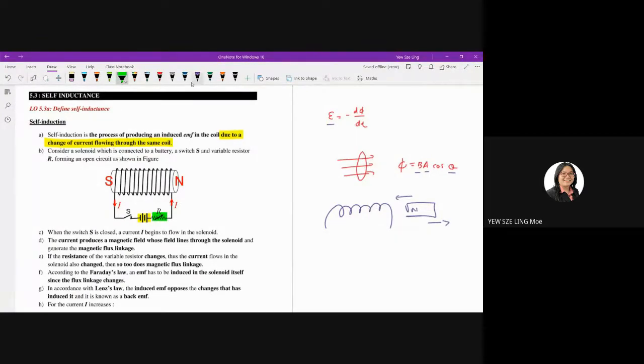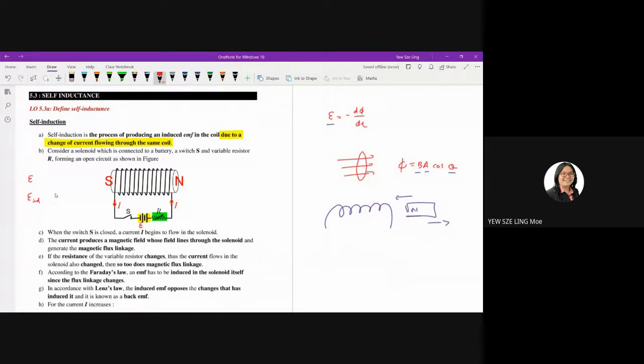Now consider a solenoid connected in series to a battery. This is our normal EMF, the EMF coming from a battery. That is not induced EMF. So when it comes to the self-induction process, we have two types of EMFs here. The first one is the regular EMF coming from the battery. And then we have the so-called induced EMF. Induced EMF is also known as back EMF, the EMF that opposes the change that has induced it. That one we call back EMF.